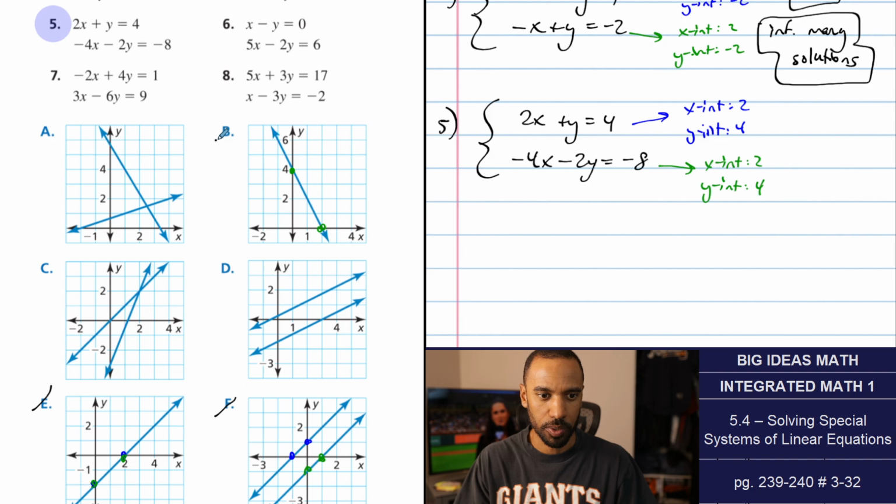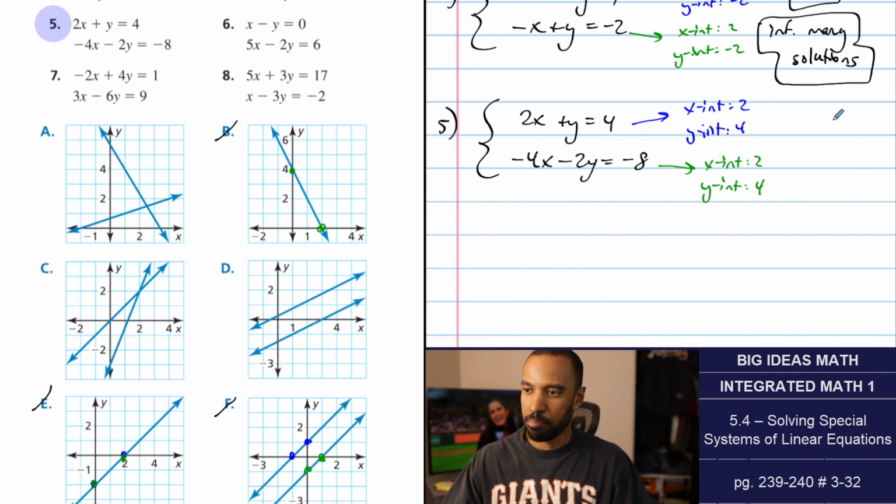This is going to be B. Let's cross out E because we already took care of that one. So this will be B. It is infinitely many solutions since it's the same line.